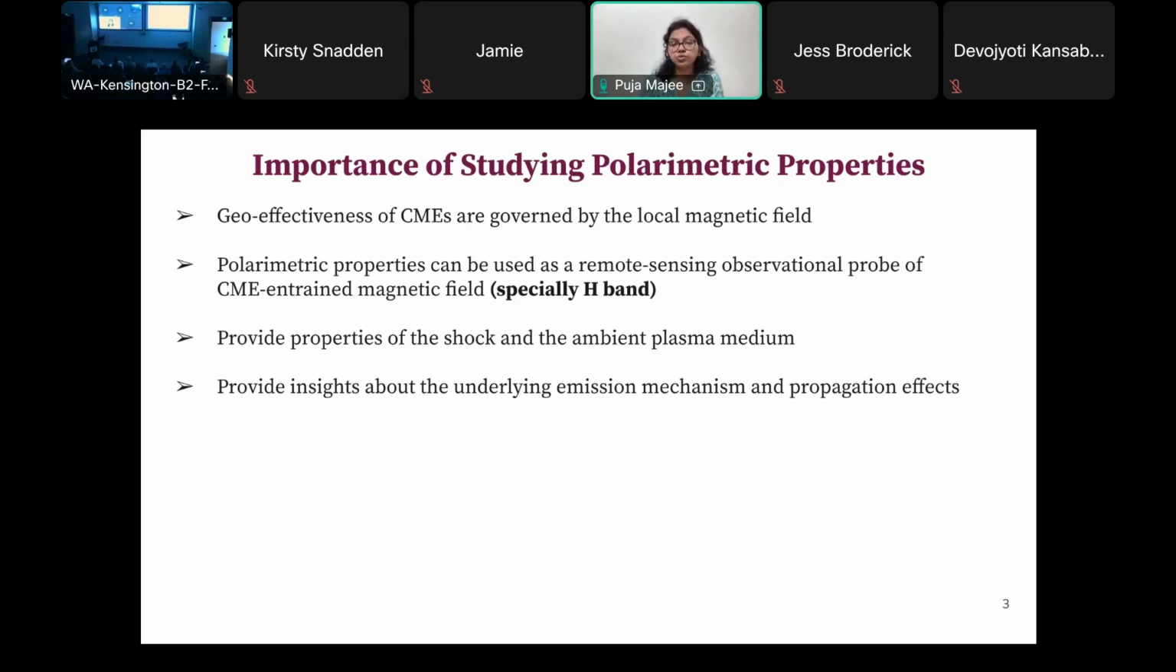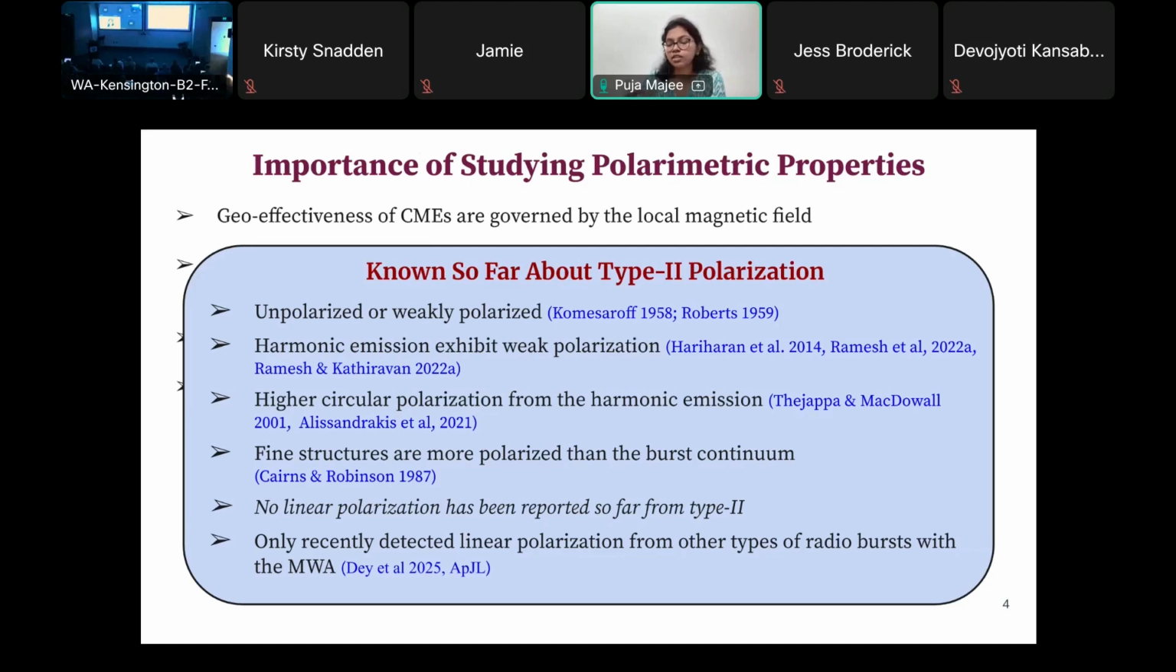So what do we know so far about the polarimetric properties of these type 2 emissions? In the literature, there are diverse reports about the polarization properties, which range from unpolarized or weakly polarized to very strong polarization, which can go up to 70%. There are several reports which say that the harmonic emission shows weaker polarization. However, there are also reports which say the inverse of it. There are also reports which have found that the fine structures are more polarized than the burst continuum itself.